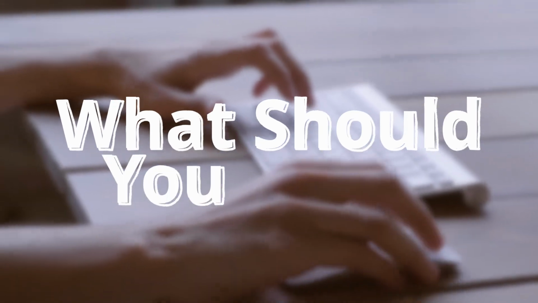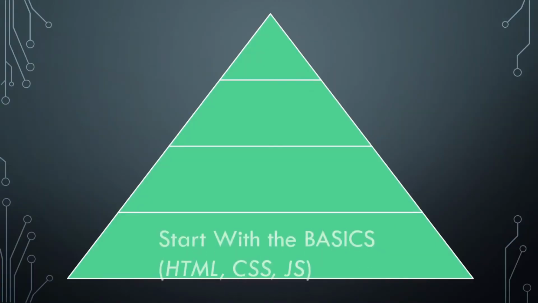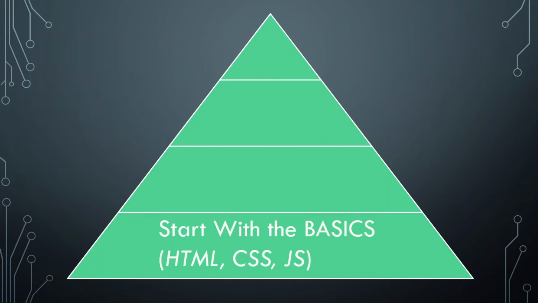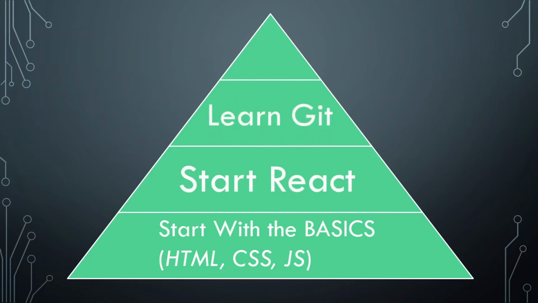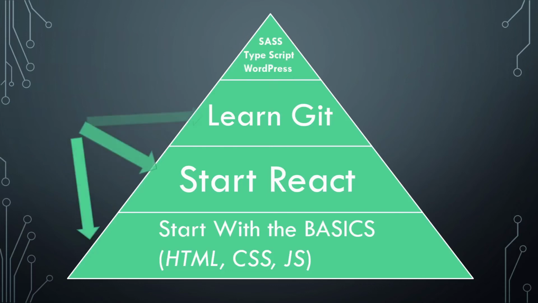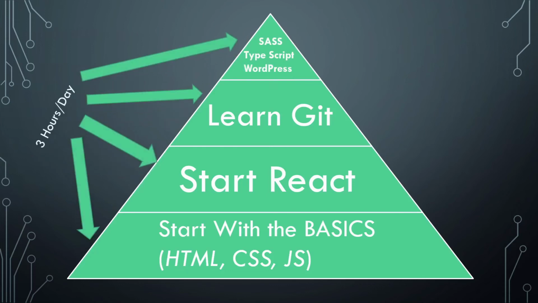What should you learn to become an efficient front-end developer? Start with the basics. That means HTML, CSS, and JavaScript. Start one by one, dedicating at least 3 hours to learn HTML, CSS, or JavaScript. After that, familiarize yourself with frameworks like React. Next, you want to learn Git. And if you want something extra, go ahead and learn Sass and TypeScript, as well as exploring WordPress. Dedicate time for each language and grasp the basics of those languages, and you'll become efficient in front-end development.